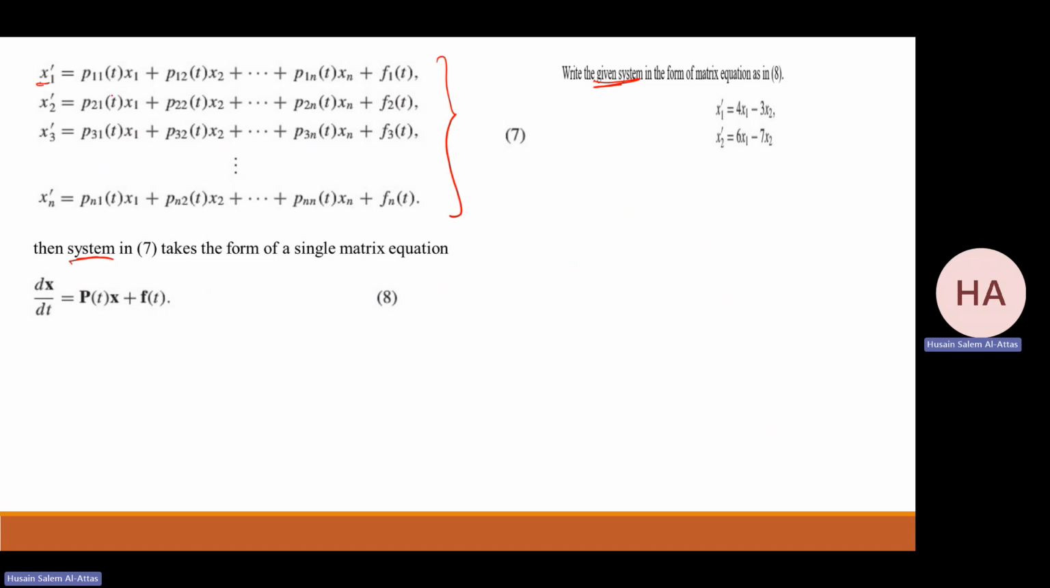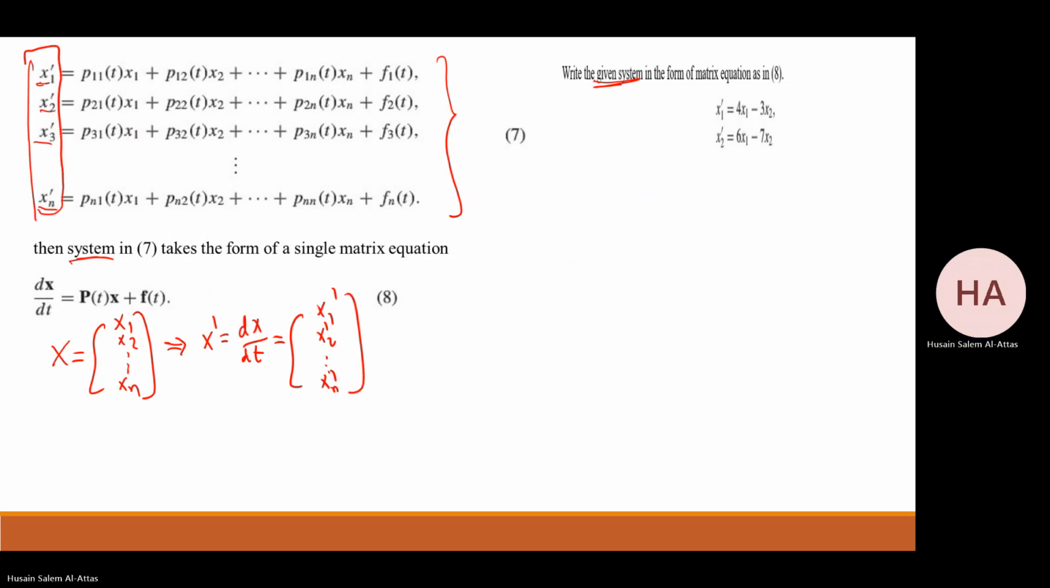My variables are x1, x2, x3, up to xn. So we make it in this format: dx over dt equals P of t times x plus f of t. What is x? X is x1, x2, to xn. So what will be x prime, which is dx over dt? That will be x1 prime, x2 prime, xn prime, which is this one. And I have P of t times x.